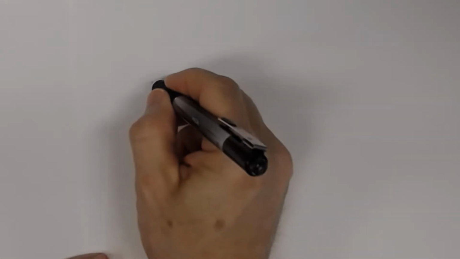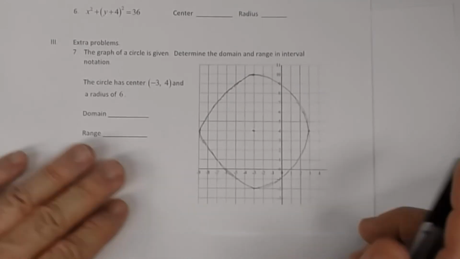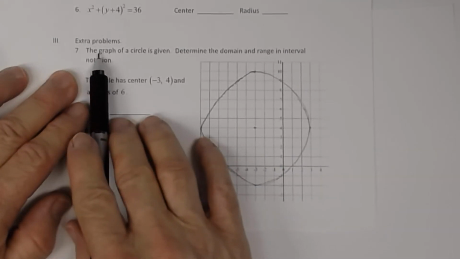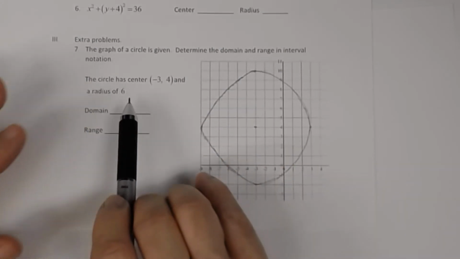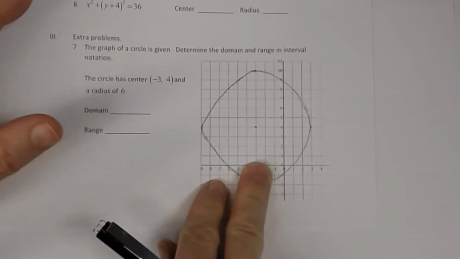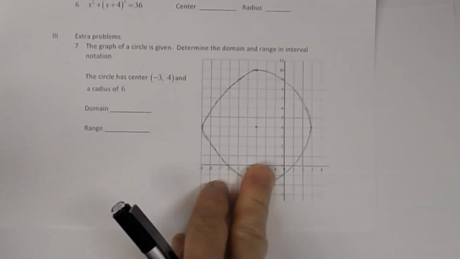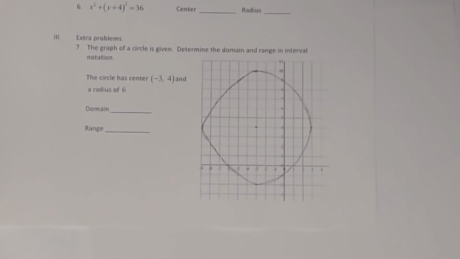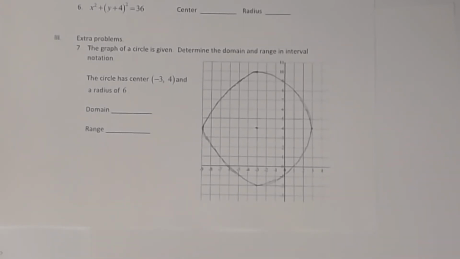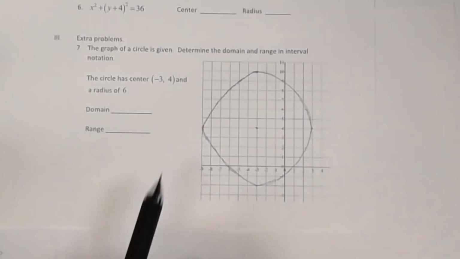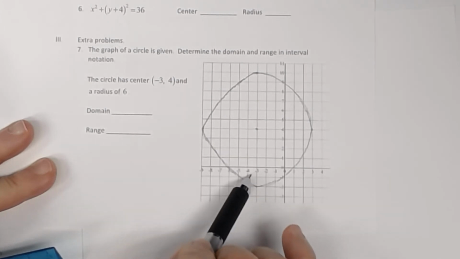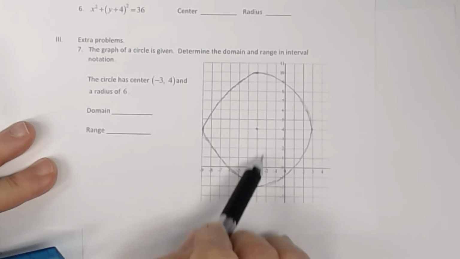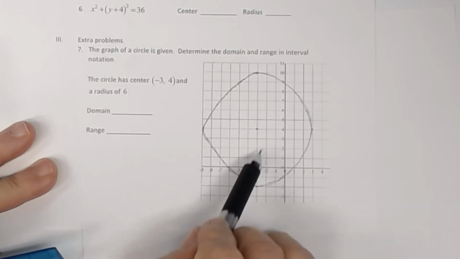we have this. All right, so I'm going to have to show you this part. Okay, so you're told in this problem, number 7, it says the graph of the circle is given, and you want to determine the domain and range in interval notation. Okay, let me find a ruler to help us with this. Okay, so you're told that the center is negative 3, 4, and I deliberately put that because some of you may not be able to see that that's a negative 3 right here. So this right here is negative 3, 4, okay? And you're told the radius is 6.